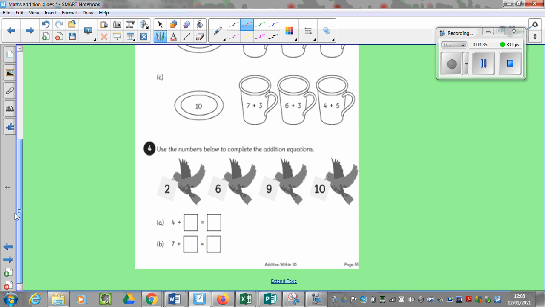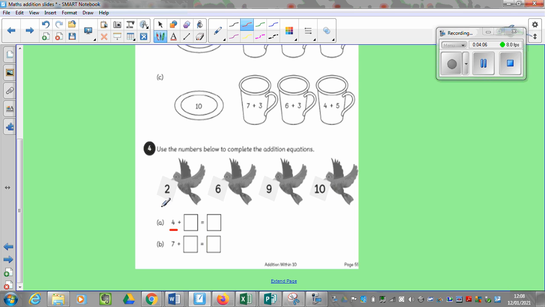And then for the last section of this sheet, it says use the numbers below to complete the addition equations. Again, you're just finding the right numbers for the number sentences. Now you've already been given 4 add something equals something, and you've been given 7 add something equals something. What I would do is make number cards for each of these numbers, 2, 6, 9 and 10, and wiggle them around on the table until you get the right number sentence.